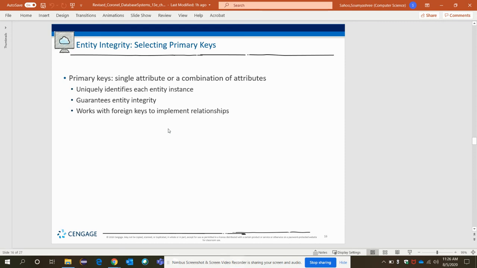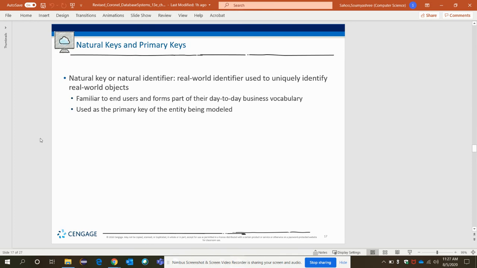An attribute with embedded semantic meaning is probably better used as a descriptive characteristic of the entity rather than as an identifier. So, in other words, let's say a student ID of 650973. You should always prefer this over the student's name as a primary key identifier. So it should always be numeric and unique. Next come the natural keys and primary keys. A natural key is a real world identifier used to uniquely identify real world objects.